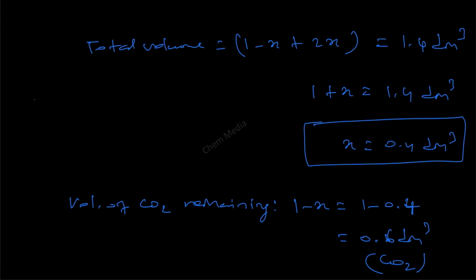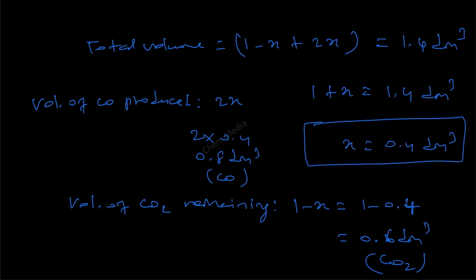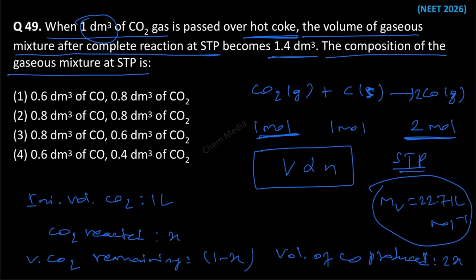And then volume of CO produced is 2x. This means 2 times 0.4, so therefore 0.8 decimeter cube. That is for CO. So CO2 is 0.6 and CO is 0.8. So CO is 0.8, CO2 is 0.6. This means option 3 is correct.